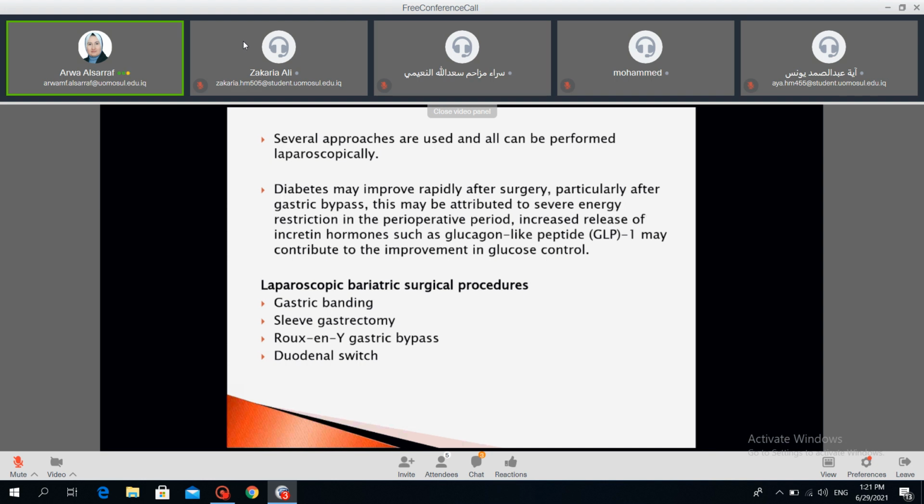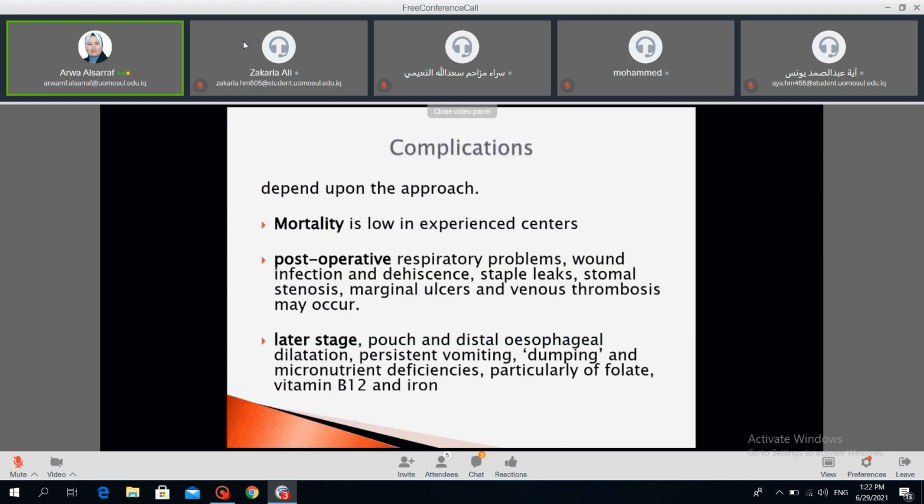Laparoscopic bariatric surgical procedures including gastric banding, sleeve gastrectomy, RONY, gastric bypass, and duodenal switch. ما راح نناقشها هوني، راح ممكن بالجراحة بعدين تاخذوها بالصف الرابع. زين. The complication حال أي operation it may have complication. The mortality, there is some risk of mortality, even sudden death happens in some patients, but really it is low if it is done in well-experienced centers.